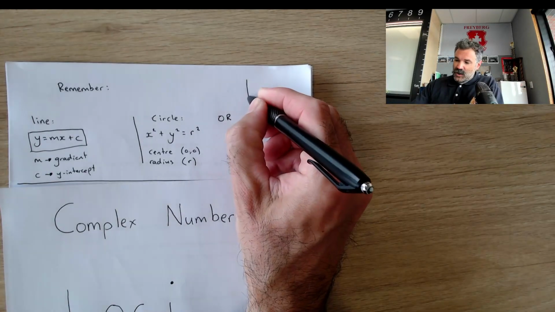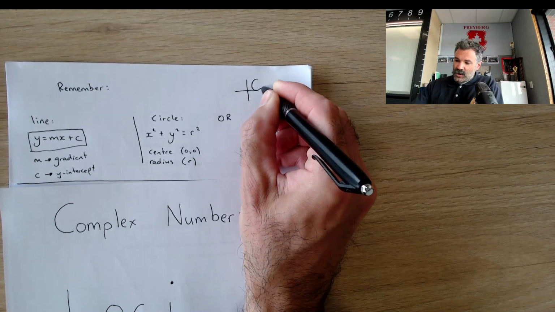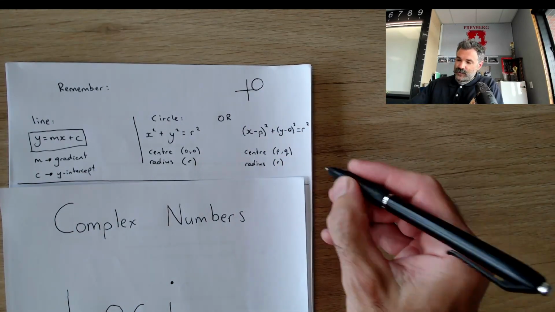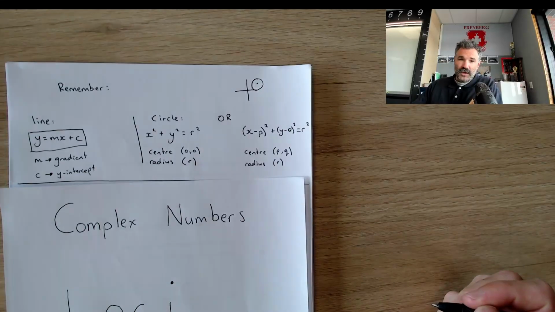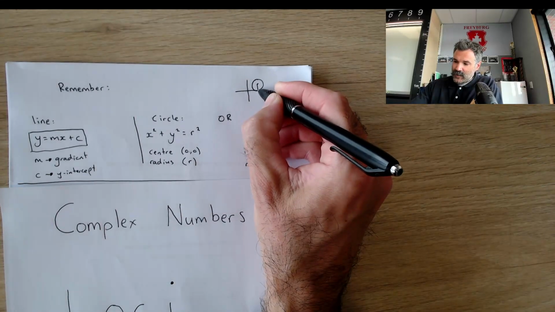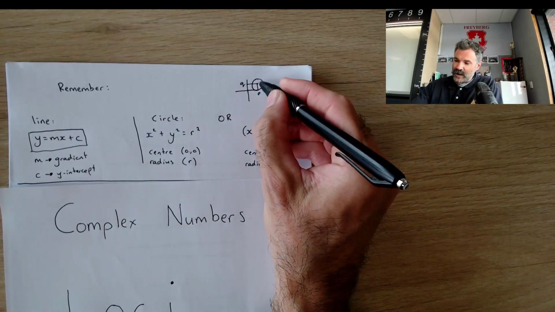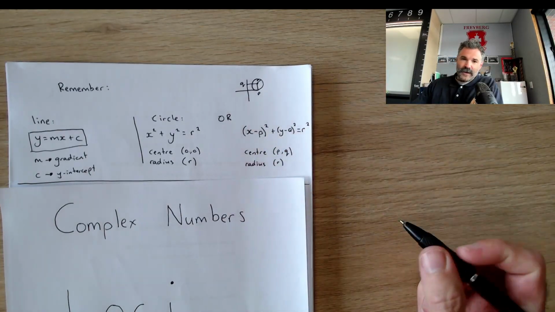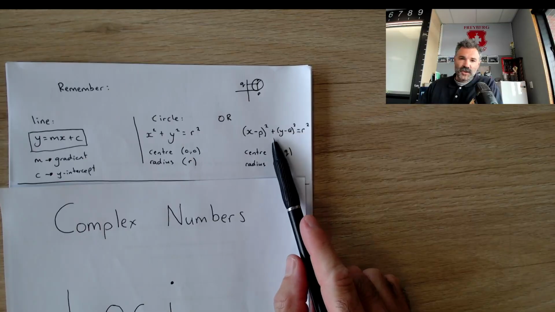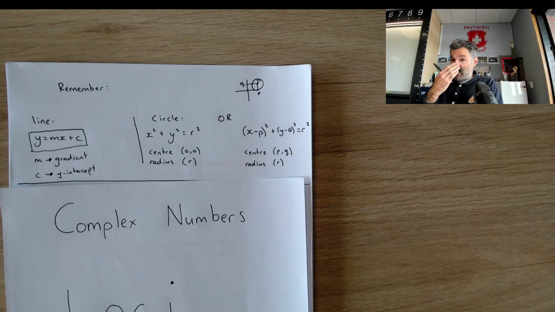That would be a circle that is not around the origin. This point here would be p and q, my center, p here, q here, and the radius would be r. And this would be the equation of that circle. So you'd want to have that roughly locked in before you approach some of these loci questions.